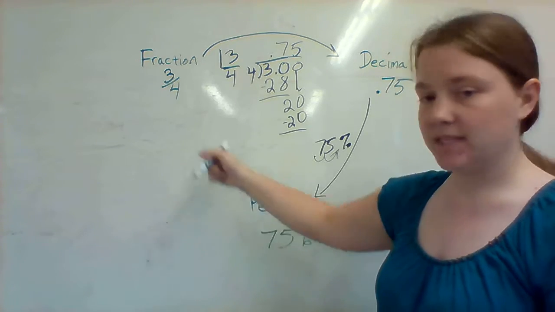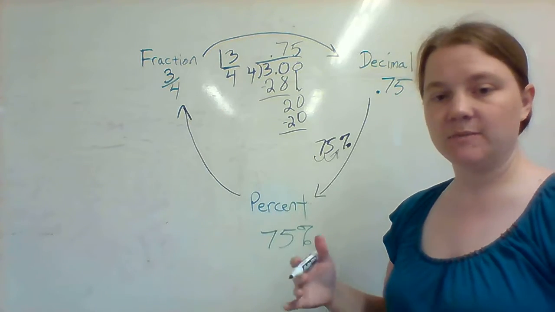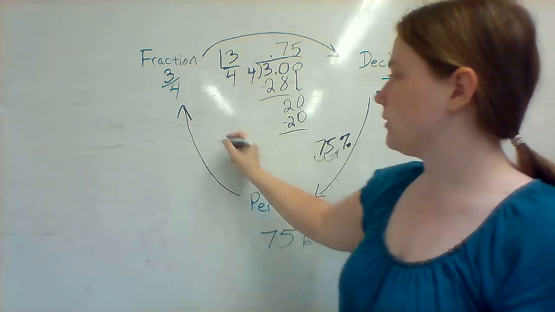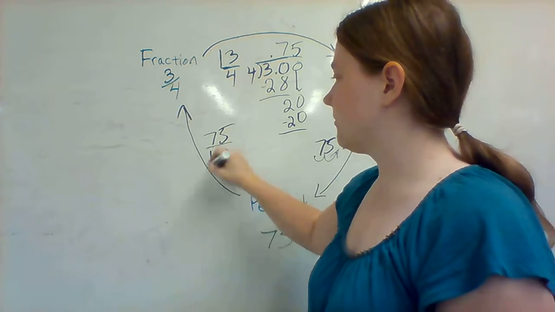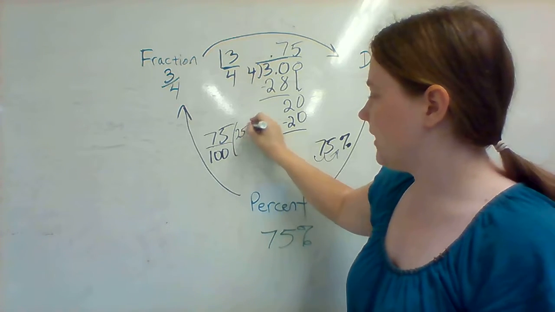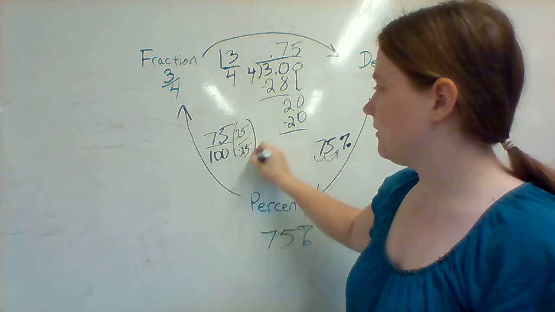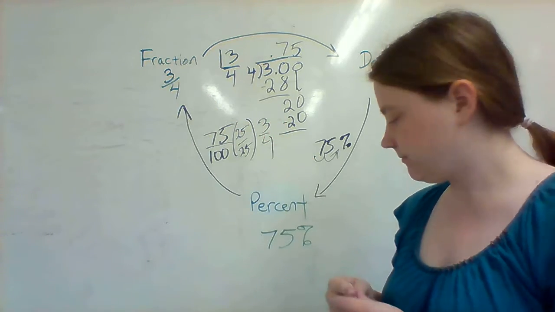Then going from percent to fraction. We know that percent means out of 100, so we're going to put 75 over 100. And then we have to simplify, so we're going to think in quarters. Divide by 25 over 25, and we're going to be left with 3/4.